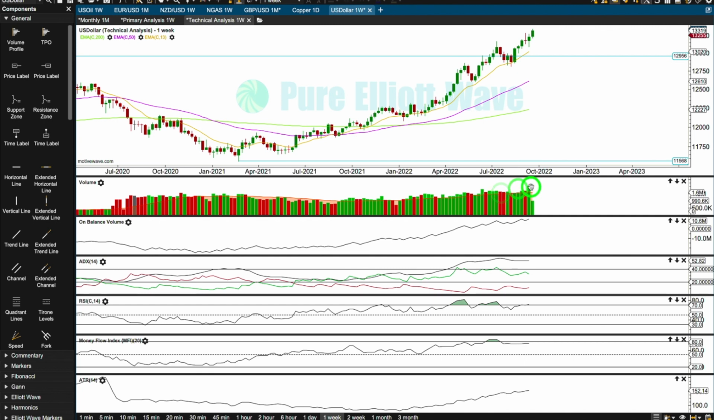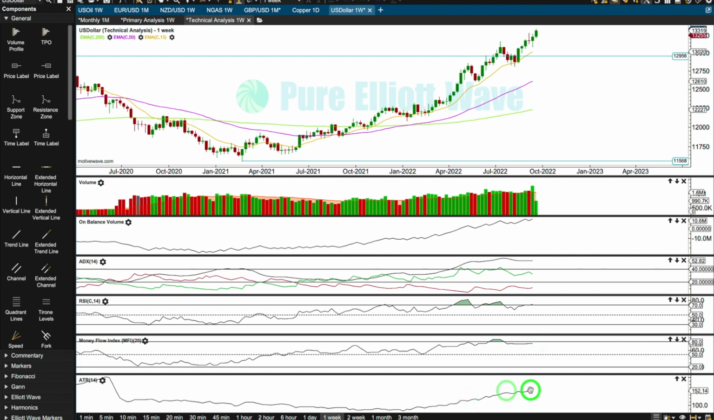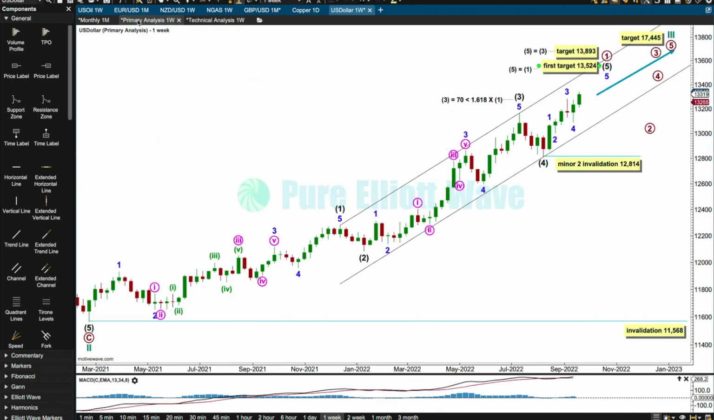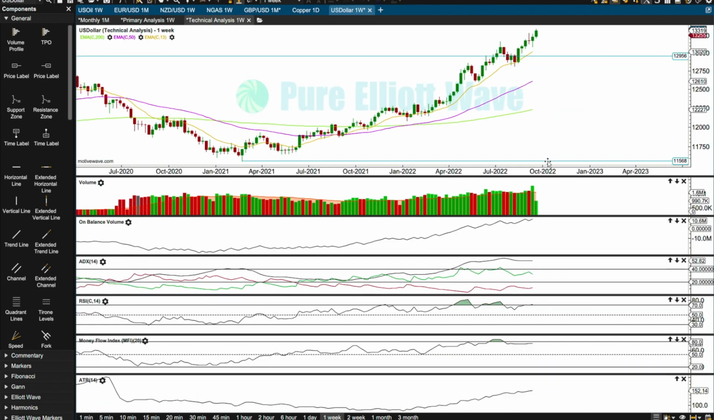Volume is pushing price higher. On balance, volume is making new highs with price. ADX very extreme. RSI currently overbought. Money flow index neutral. ATR increasing with upward movement. This certainly does look like third wave behavior. I expect it's a first wave of a third wave. So primary 1 of cycle 3. So still within a third wave, and first waves can start off strongly in some markets.